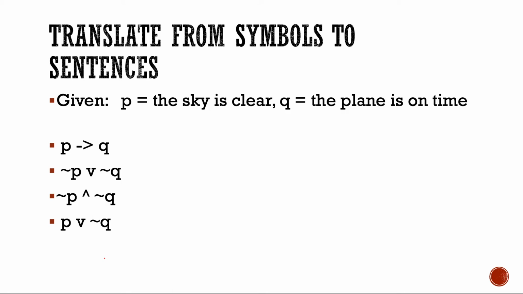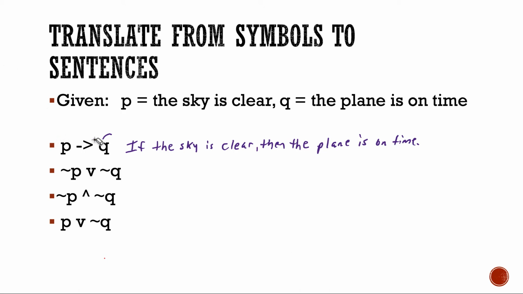So we'll begin with the first one, which is an if-then. So it's if P, then Q. So we start with the first letter, and that's the if. So if P. So if the sky is clear, then, and the then part is the Q. So we'll write the Q down. The plane is on time. So if the sky is clear, then the plane is on time.